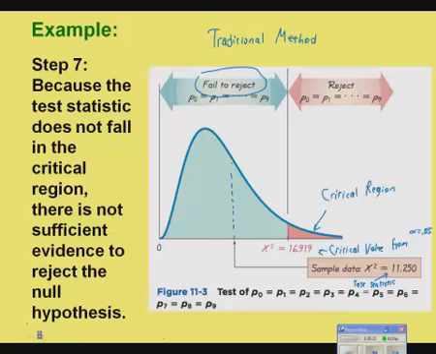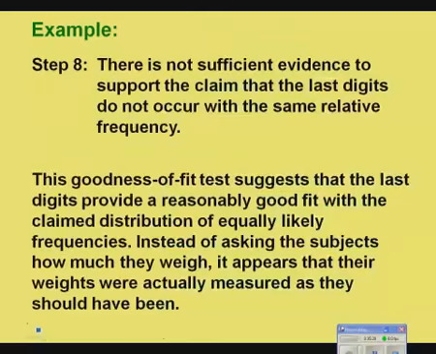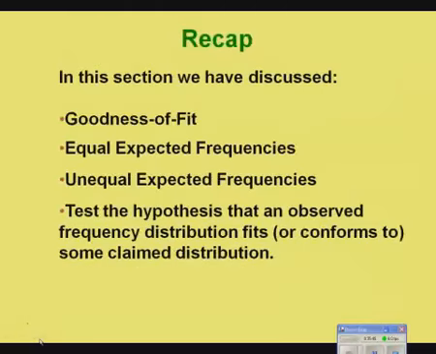Okay. So they now just state in English what we just said. This goodness of fit test suggests that the last digits provide a reasonably good fit with the claimed distribution of equally likely frequencies. It seems like we actually weighed the subjects, not asking them what they weighed. Okay? So, that's the basic gist of this.